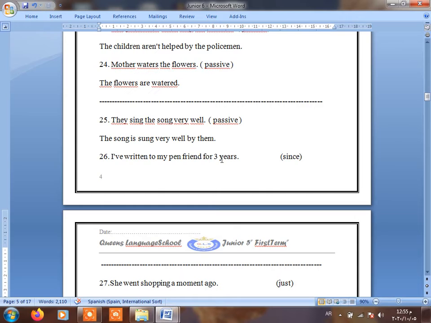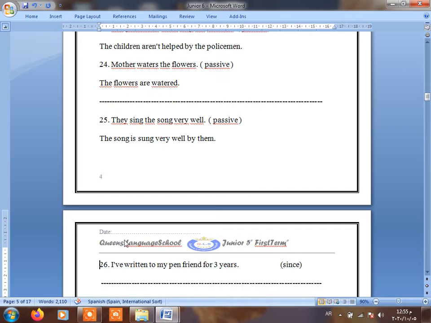I have written to my pen friend for 3 years. I am asked here to use since. So I write the same sentence, but I have to put since instead of for. Okay, I have written to my pen friend. So 3 years. We are now in 2020. So if this thing was like 3 years, so I will use the math skills that you have. So 2020 minus 3, that's 2017. So I have written to my pen friend since 2017.